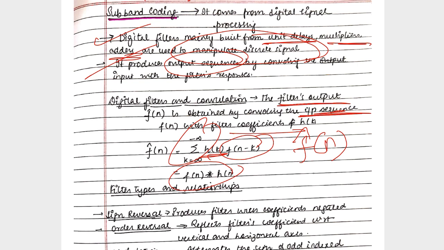The relationships are: first, sign reversal, then order reversal, and modulation. Sign reversal is nothing but negating the coefficients of the filter. Next is order reversal. Order reversal means you just reverse the filter coefficients with respect to the horizontal as well as vertical axis. And modulation means you alternate the sign of the odd-indexed coefficients.